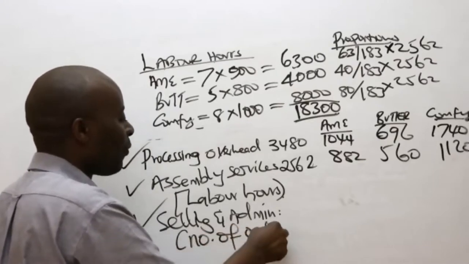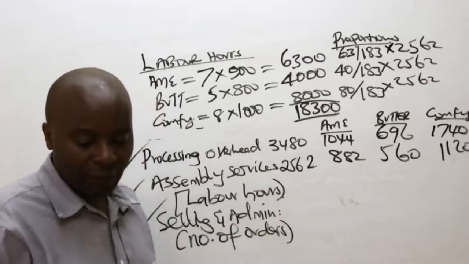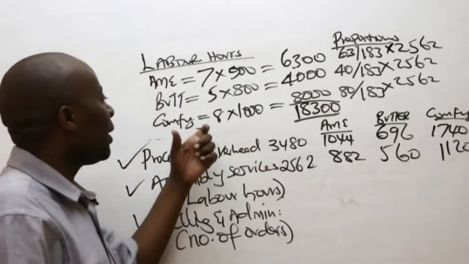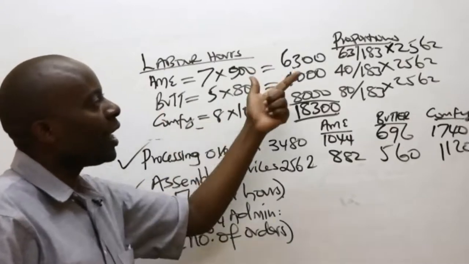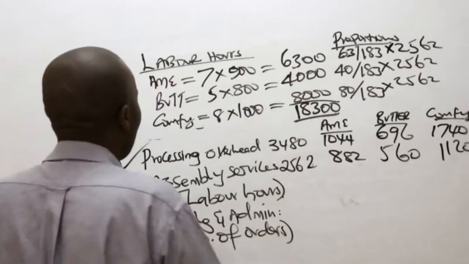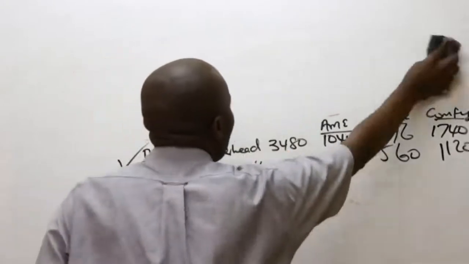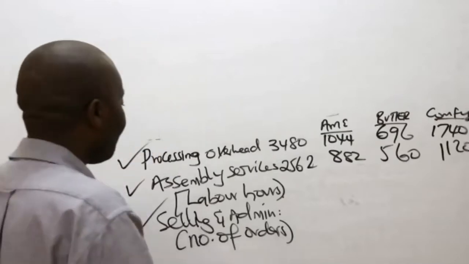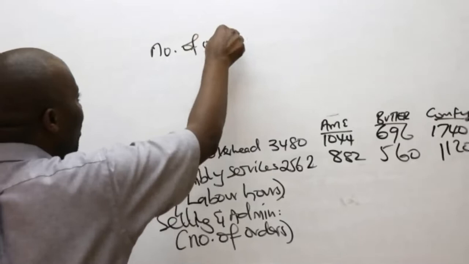customer orders. So I need you to analyze the customer orders with an objective of giving us their proportions. What do we have there, somebody? Number of customer orders.